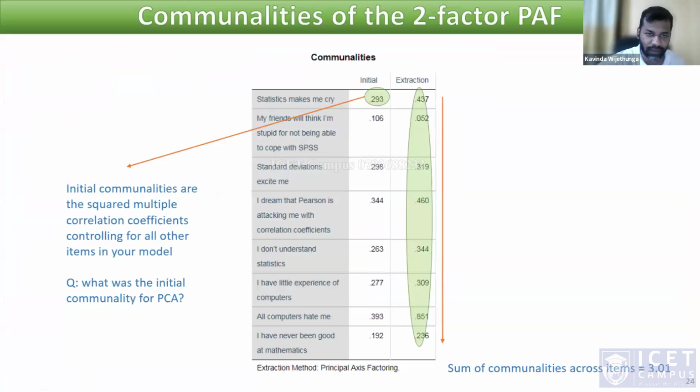Some of the communalities are across the items. So if we take this sum, if we add this up, that is 3.01. That is 3.01.